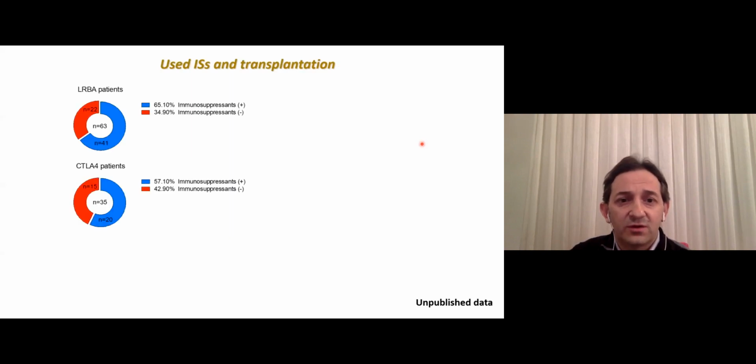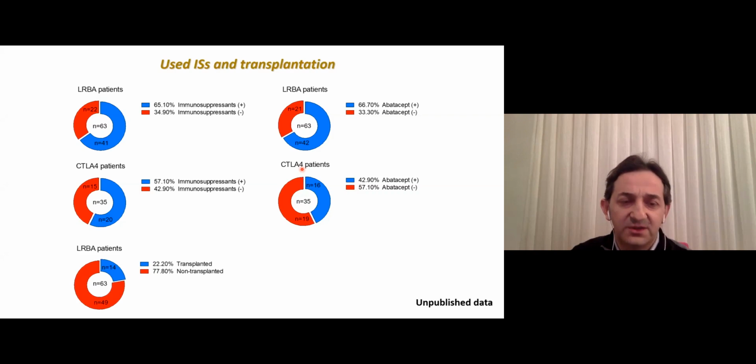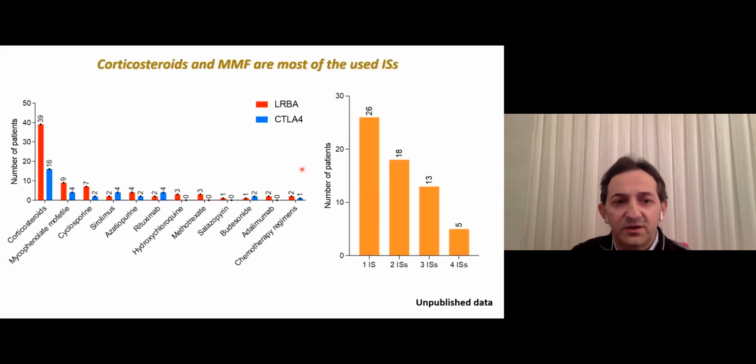Looking at what kind of immunosuppressant, as you see, there are 41 patients on immunosuppressants in LRBA deficiency, while 20 in CTLA4 haploinsufficiency, and abatacept was used in 42 patients in the LRBA cohort and in 16 patients in CTLA4 haploinsufficiency. And transplantation, as I said, was only conducted in LRBA deficient patients, and there were 14 patients there. And these are the immunosuppressants.